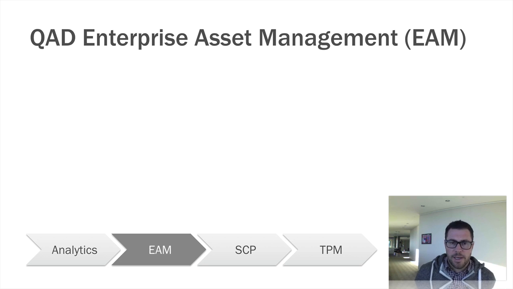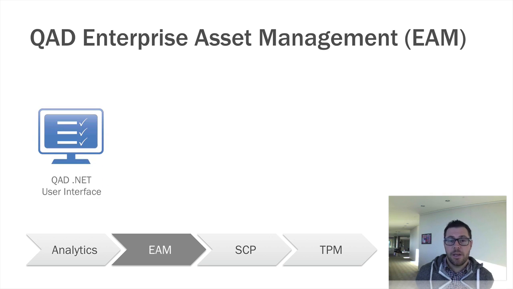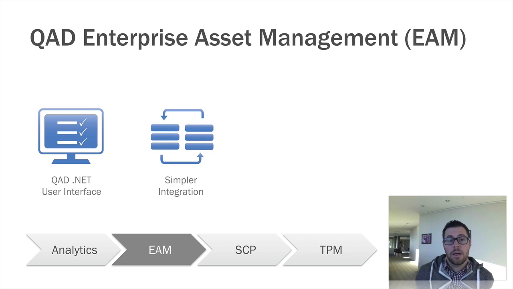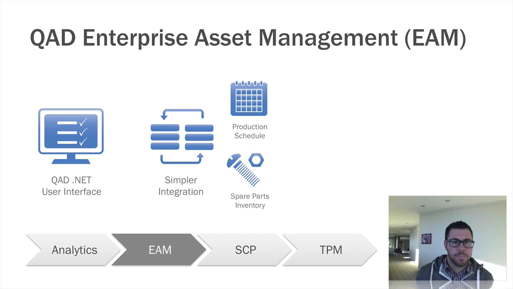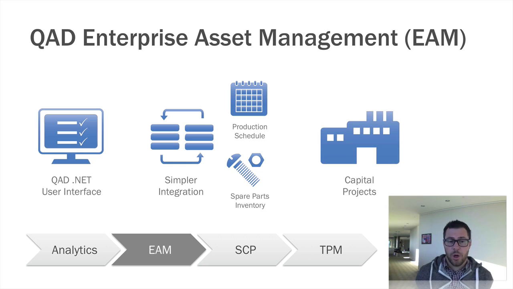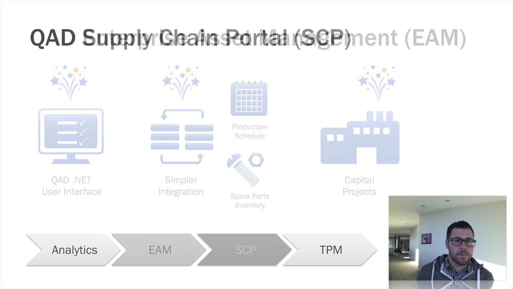So what's new with enterprise asset management? Well, the latest version has been more seamlessly embedded in QAD Enterprise Applications, and it shares the QAD.net user interface. So this allows simpler integration into areas like production schedule, as well as the procurement and control of spare parts inventory. In addition, EAM also now supports management of capital projects, like the building of a new plant. So for example, from planning all the way until production. So you can see lots of exciting things also going on with EAM.